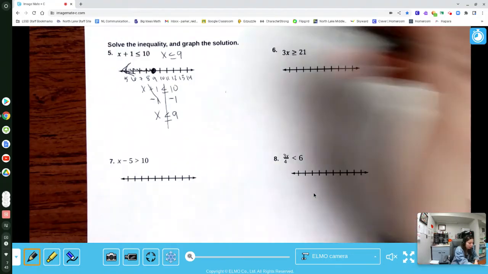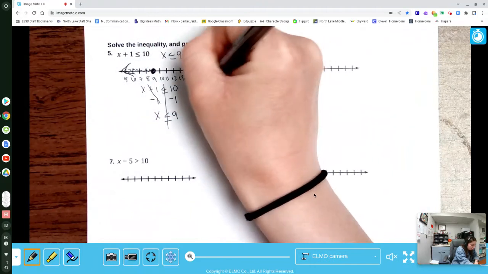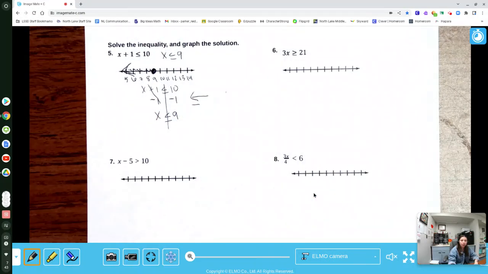Also, if we had changed the middle symbol there into an arrow, it would have pointed left as well. But remember, that trick only works if the variable comes first.